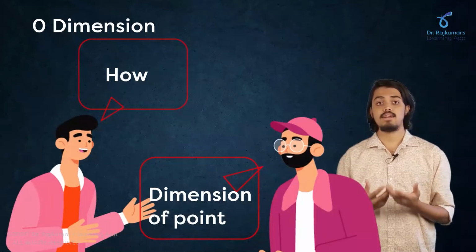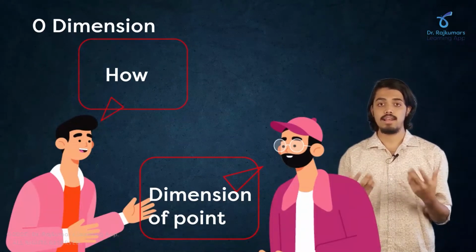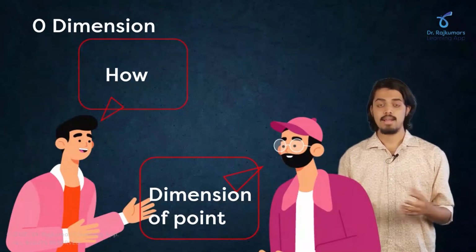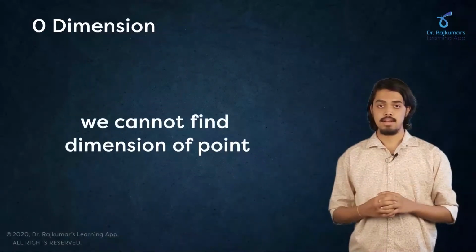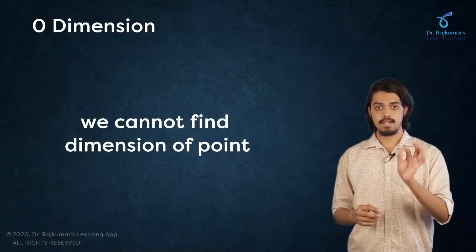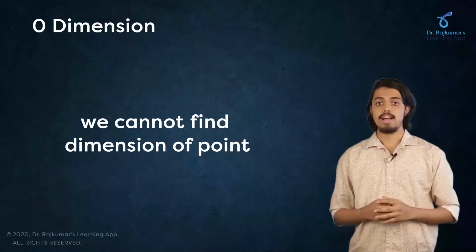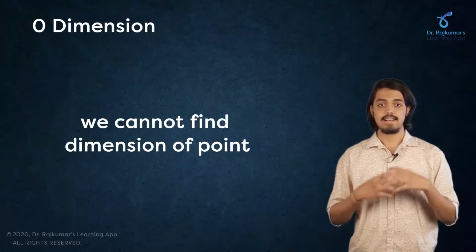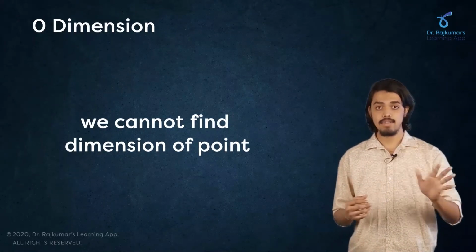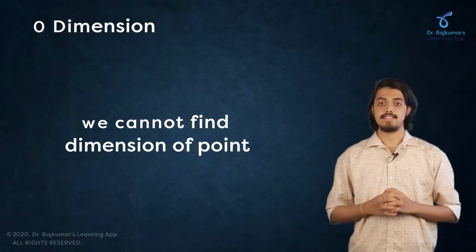Nothing. We cannot find the dimension or the length or anything for a point, and thus it is known as 0 dimension. We can conclude that this particular point has no measurement and hence it has no length, and thus there is no way you can measure it, hence it is known as 0 dimension.